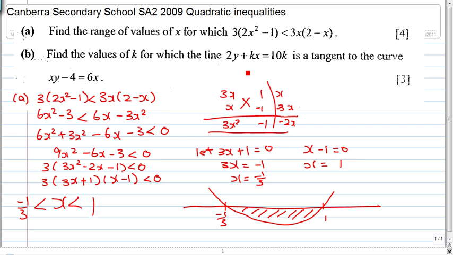Alright, let's do B now. Find the values of k for which the line 2y plus kx equals 10k is a tangent to the curve xy minus 4 equals 6x. Let's scroll down to the next page.